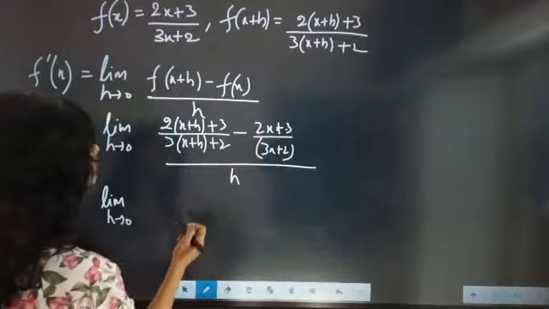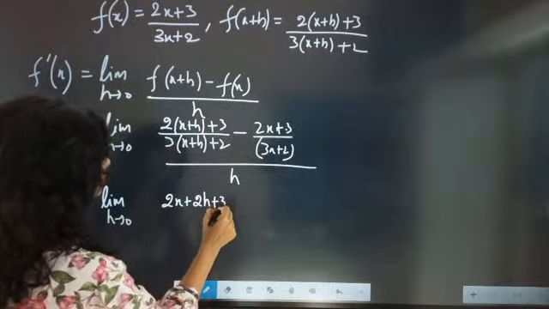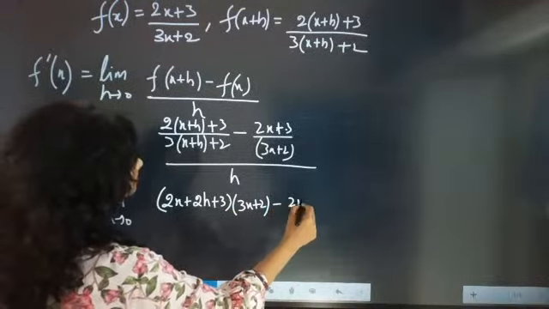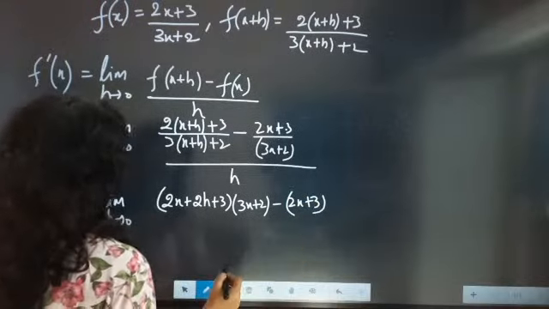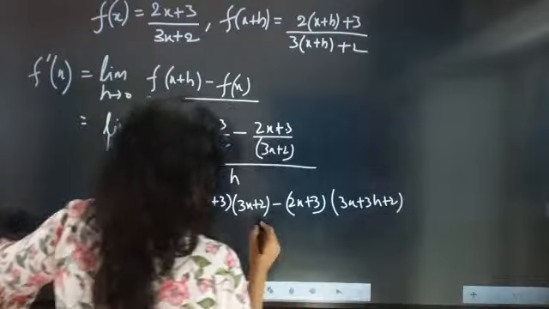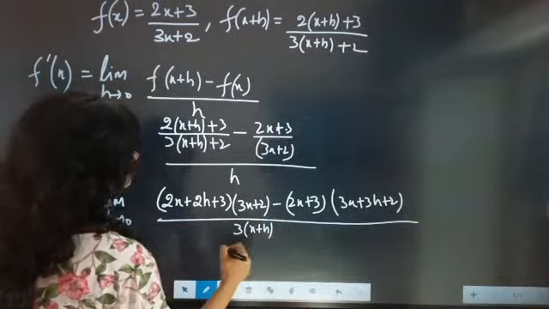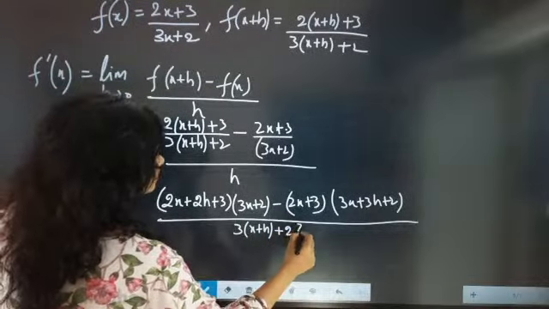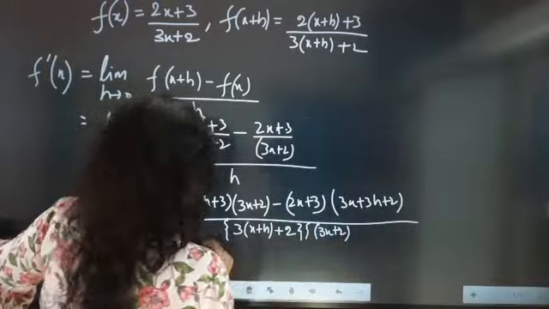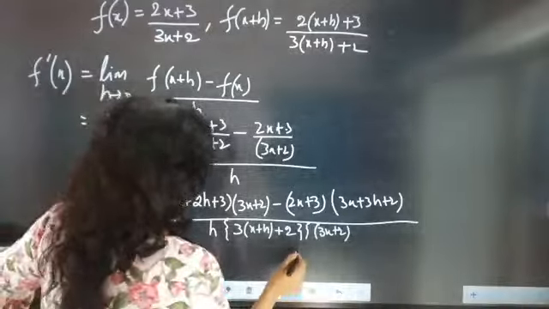Limit h tends to 0, this will go and multiply. So (2x plus 2h plus 3) into (3x plus 2) minus (2x plus 3) into (3x plus 3h plus 2), divided by h times (3x plus h plus 2) into (3x plus 2), and here h will come directly. I am just writing this by 1, which means this will return and it will come down only.